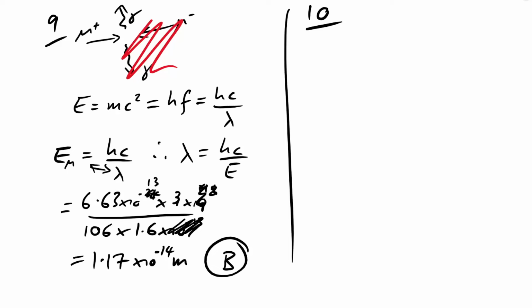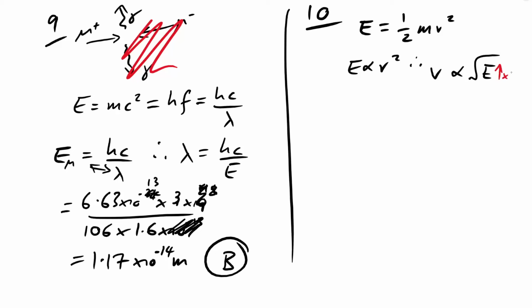10, an electron's kinetic energy is doubled. What's the new speed of the electron? Well, we know that E is equal to half mv squared, so therefore we're looking for how v changes. We know that E is proportional to v squared, so that means that v is proportional to the square root of E. So if the kinetic energy is doubling, that means that v goes up by root 2. So that means that the answer is B.